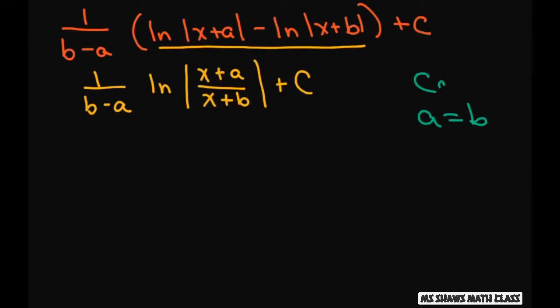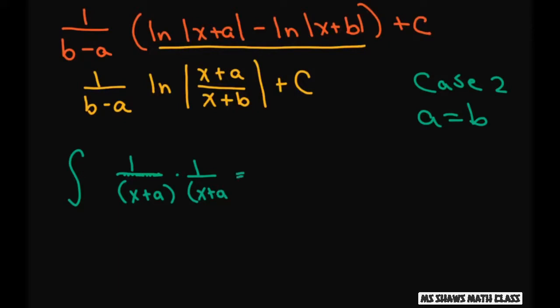Now the other case we have to consider is if A equals B. So this would be case 2. For case 2, if A equals B, then our integral changes from 1 divided by X plus A times 1 divided by X plus A. And that's just going to equal the integral of dx divided by X plus A squared.